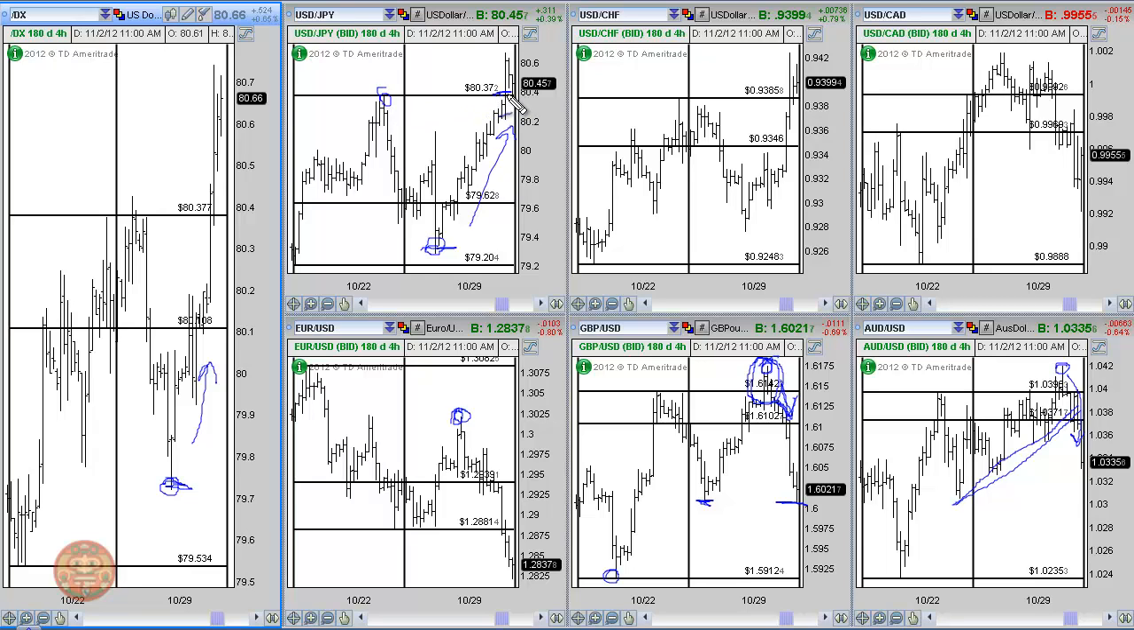As you can see here, 80.37 was the breakout point, taking you all the way to, let's say, 65 or so. That's a nice 30 pip run. Nice little scalp for you if you're paying attention to that.